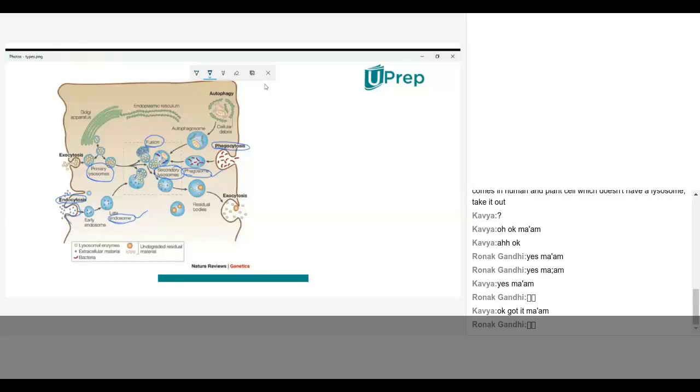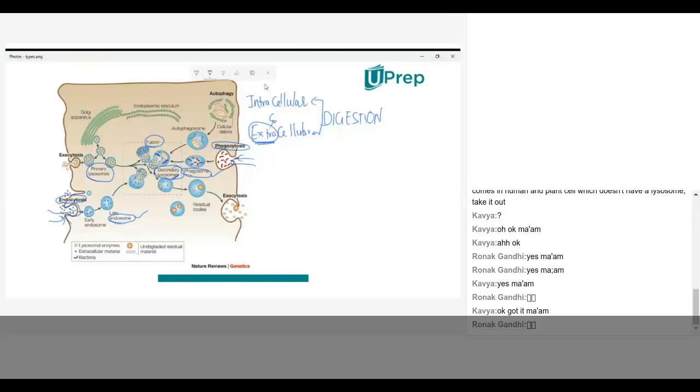There is the first function, intracellular and extracellular digestion. So here the lysosome's primary function is digestion of intracellular matter and extracellular matter also. So here we are talking about the extracellular matter, isn't it? Because the bacteria come from outside the cell. Even the solid particles are coming from outside the cell. So here the extracellular material digestion happens inside the secondary lysosome.